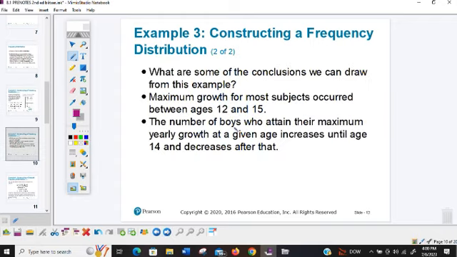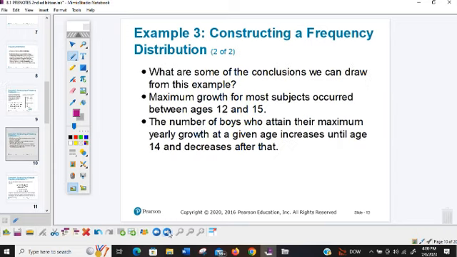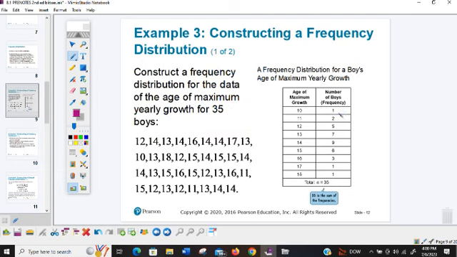What are a couple of things you can draw from this? Well, maximum growth for subjects occurred between the ages of 12 and 15. So if you look at this chart, see how between 12 and 15, most of the higher numbers are there. That's when maximum growth occurred. They also said the number of boys who attain their maximum yearly growth at a given age increases until 14, and then it decreases after that. See how it keeps going up until you get to 14 years of age, and then it starts decreasing. So you can learn a lot from a chart that you could not learn from just looking at the raw data. Let's look at another one.